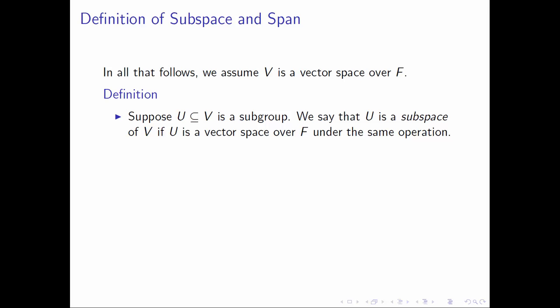Now I'm going to make a couple more definitions. I'm going to do the definition of a subspace and the span of a set of vectors. So in all of the following definitions, I'm going to use the standard notation. V is going to denote a vector space over the field F.